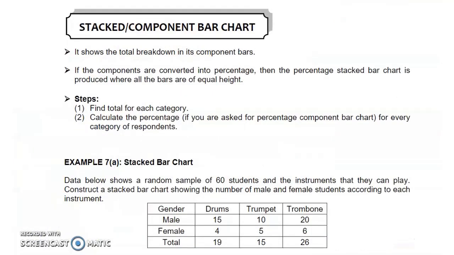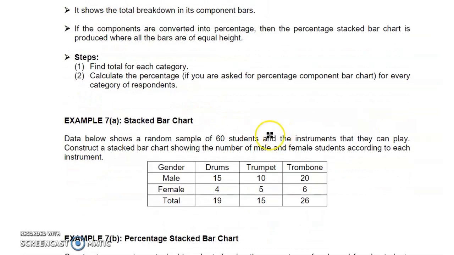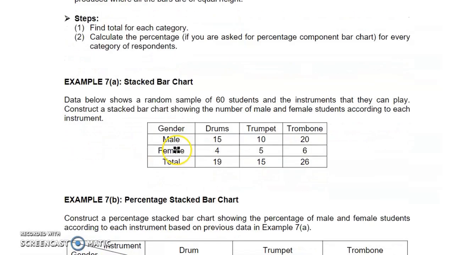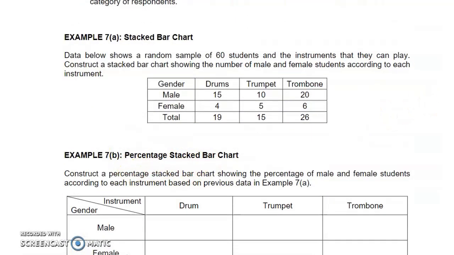Okay, now let's look at stack or component bar chart. So this bar chart you have more than one layer. So look at the step here. Find total for each category. Calculate the percentage. So why you need to calculate the percentage? If question asks you for percentage component bar chart for every category of respondent. So for stack bar chart, you have two types, either using frequency or another one using percentage.